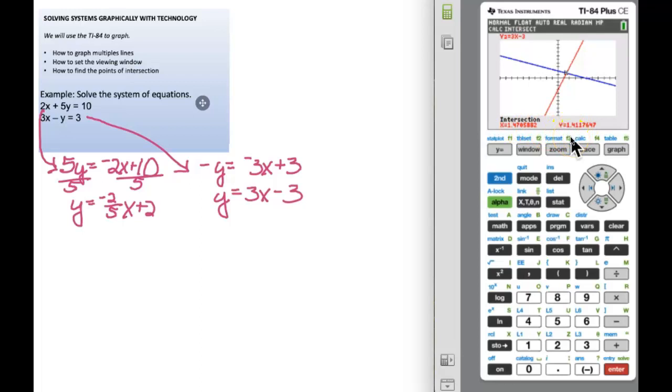And so our intersection in this problem for these two lines is 1.47 and the y value is 1.41. And that's the point of intersection. So that's the solution to the system of those two equations.